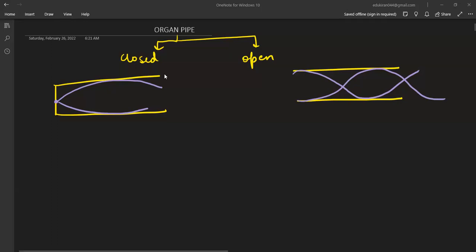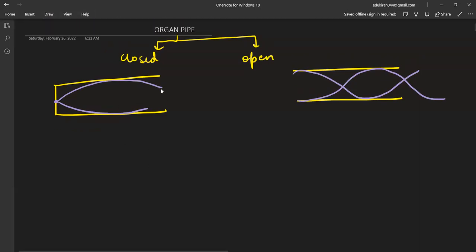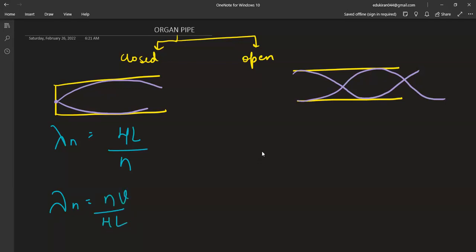Okay, yes, class. So in the last class, we had started with open organ pipes and closed organ pipes. This much we had discussed: if it is open from one side and closed from one side, then the nth wavelength is 4L by N, and the frequency of the nth mode is NV by 4L. And I have told you when it is open from both sides, the wavelength is 2L by N, and the frequency is NV by 2L.